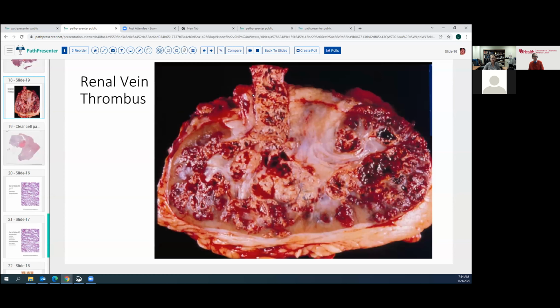Our surgeons on some occasions will actually submit an extra ring so that we can go ahead and say that that renal vein margin is negative. But just because you have this big thrombus going out into the IVC, we really need to evaluate this thin rim of endothelium lining the renal vein. And quite often it's actually a negative margin.